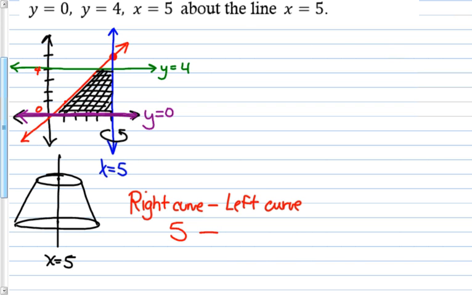But if we're dealing with it in terms of y, we're going to treat this equation right here as x equals y. Obviously, I'm just saying it backwards. So it's 5 minus y. Okay, that is the equation that we're going to need here. Because you take the equation, you square it.